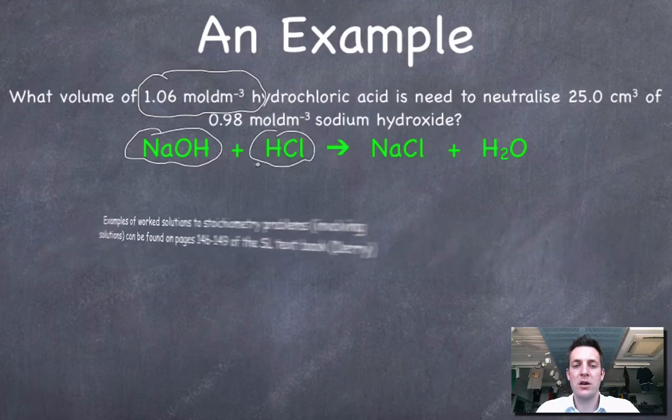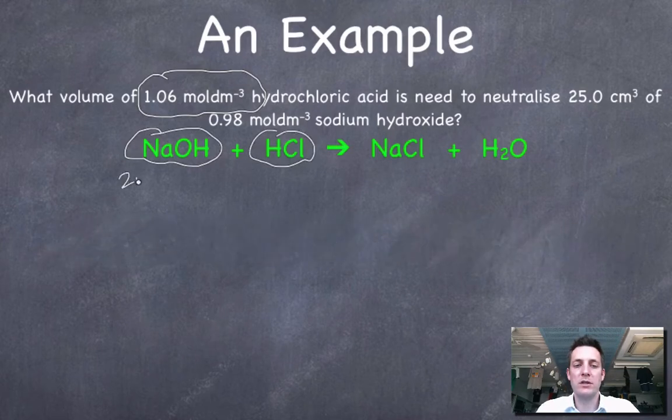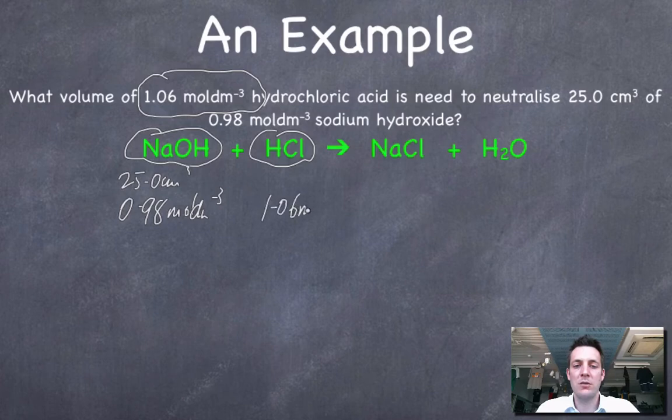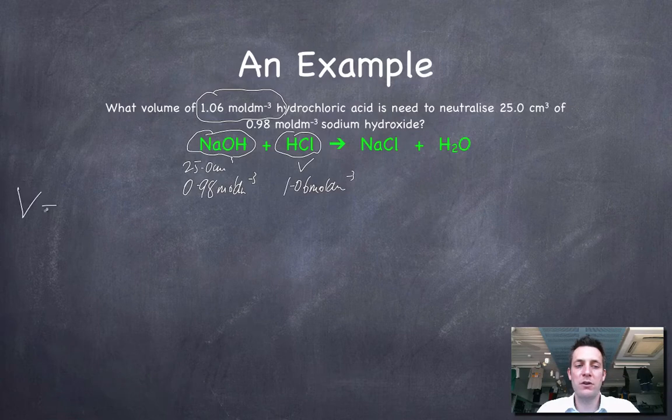Well, here's our sodium hydroxide. Here's our hydrochloric acid. What do I know about both of them? Well, there's 25.0 centimeters cubed of that. Its concentration is 0.98 moles per dm cubed. And I know about the acid that its concentration is 1.06 moles per dm cubed. What I don't yet know is the volume of it that I'm going to need to react with that sodium hydroxide. So first of all, let's just write a formula for volume here. Remember, we're not dealing with gases, so we're dealing with solutions. We know that C equals n on V, and we know that V equals n on C.